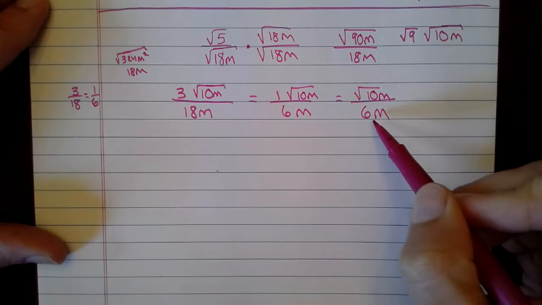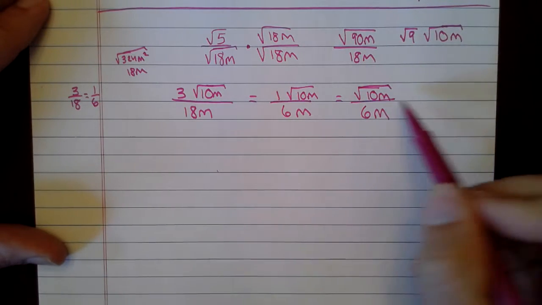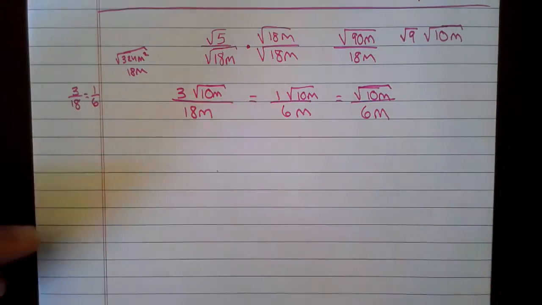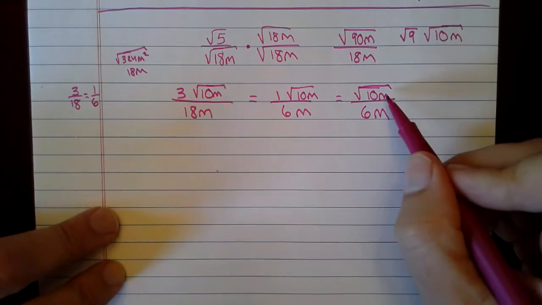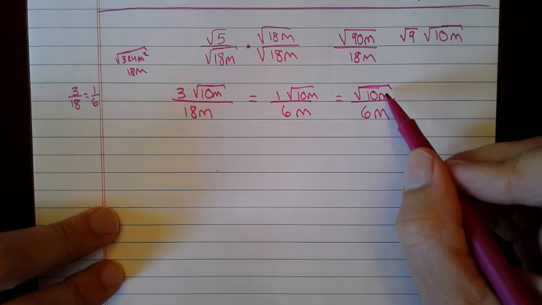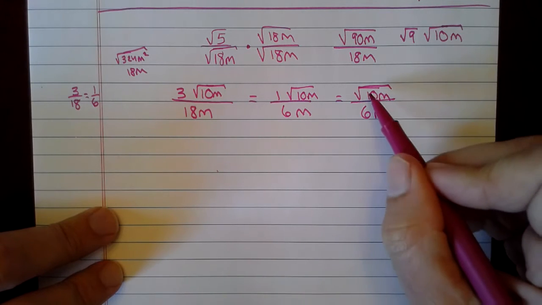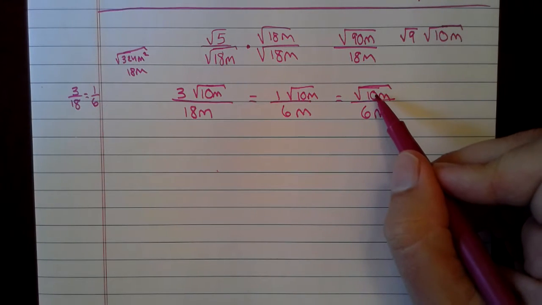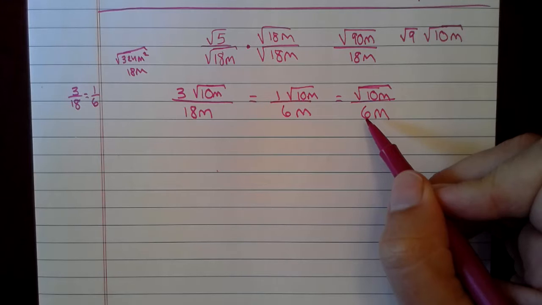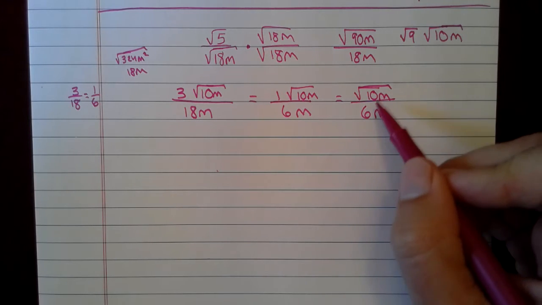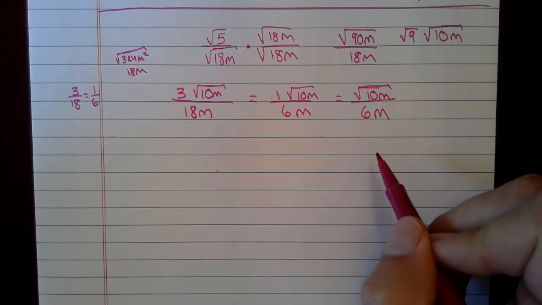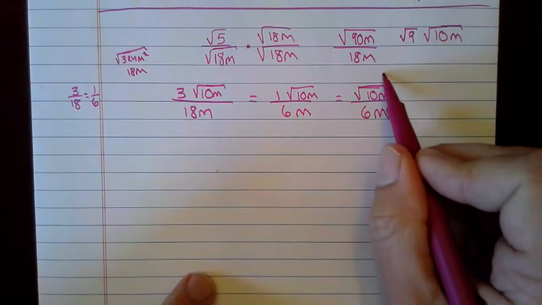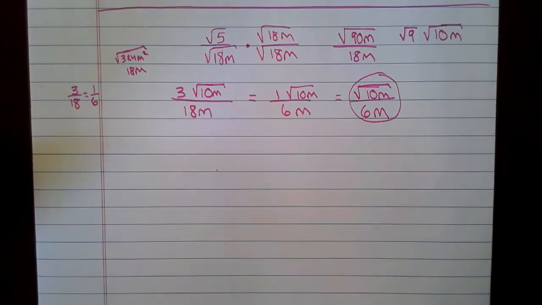Root 10m over 6m. Now, maybe going through your head is, you have an m here, you have an m here. Can they cancel each other out? Well, actually, you can't. This m is a root m. It's the square root of m. It's not the same thing as 10, just like this isn't 10. This is the square root of 10. So I can't treat that as a 10 and a 6 and make that 5/3. I cannot do that. That is not a 10. It's a square root of 10 and a square root of m. So this is going to be my final answer.